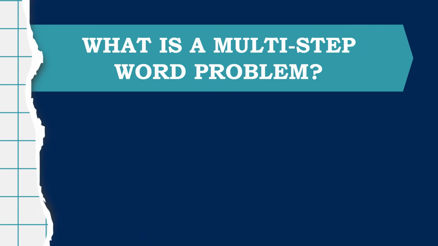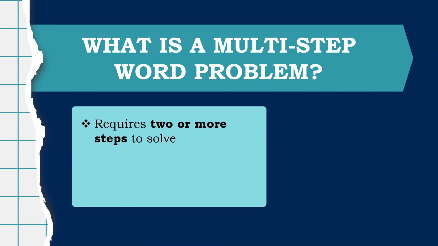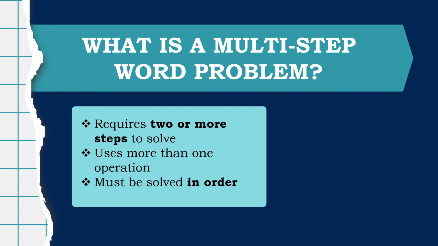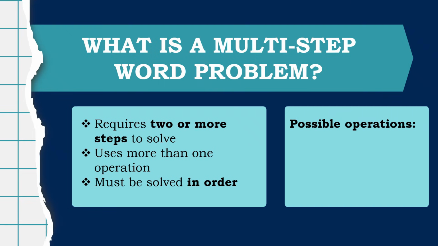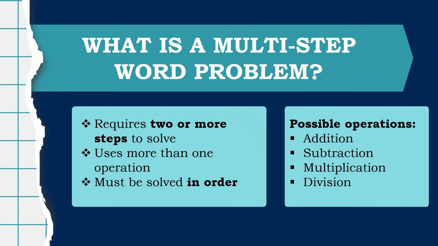What is a multi-step word problem? A multi-step word problem requires 2 or more steps to solve, uses more than one operation, and must be solved in order. Possible operations: addition, subtraction, multiplication, and division.